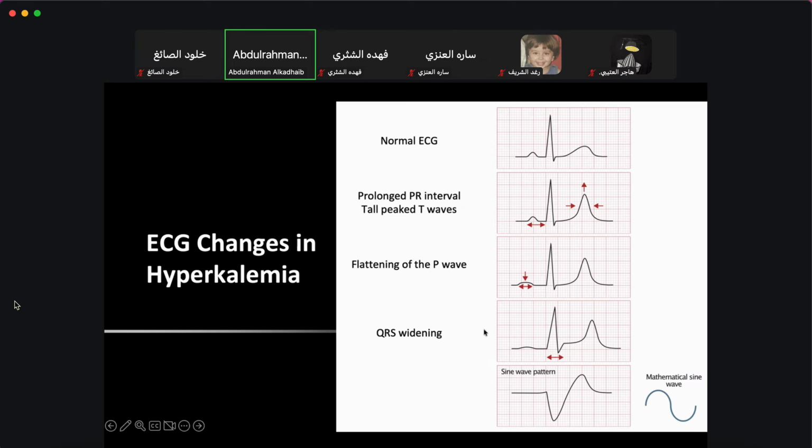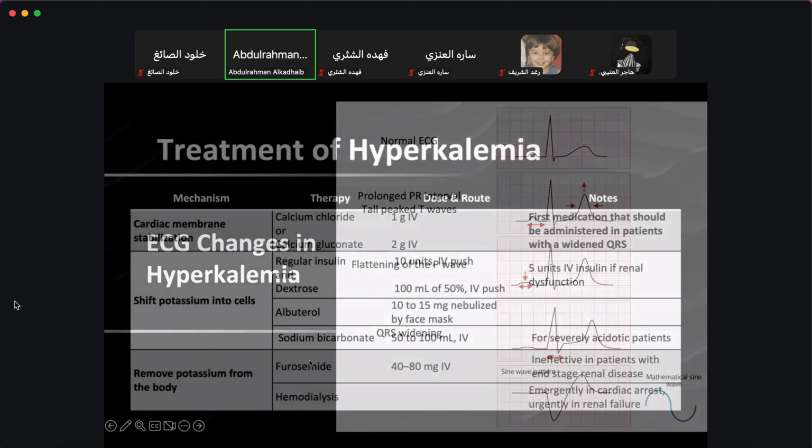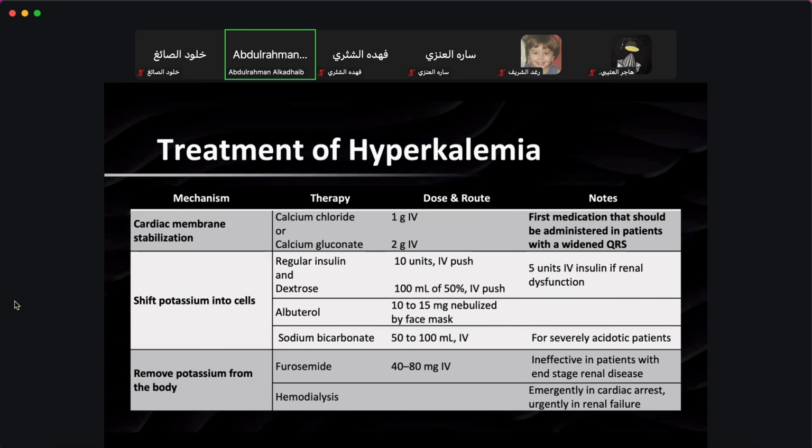Again, think about it as if someone is pinching the T wave and dragging it above, and this will cause again prolongation of the T wave and flattening of the P wave and widening of the QRS complex. Okay, so we'll talk about the treatment of hyperkalemia. As we said, the ECG is the most important workup on those patients, because once we see some ECG changes, we immediately start the treatment for hyperkalemia, even without waiting for the potassium level.